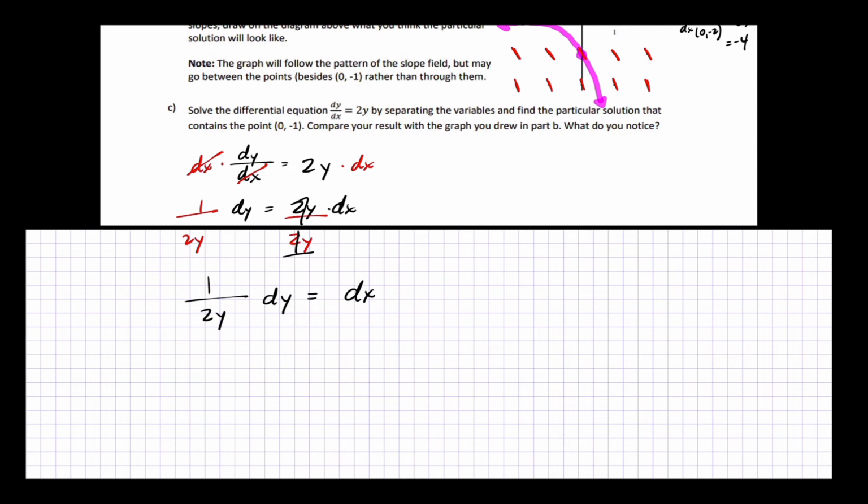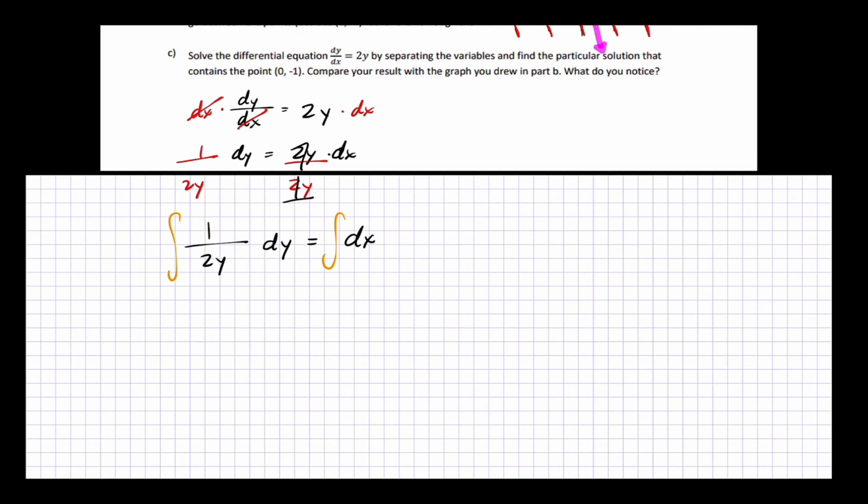Okay. What was our next step? What did it say to do after we separated the variables? Antiderivative. Yep, integral. Over here, I just have a 1 in front, so I have x plus c. Over here, I'm going to have to use u substitution. So u equals 2y, du equals 2 dy, 1/2 du equals dy.